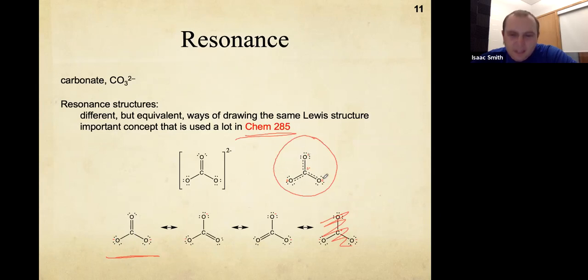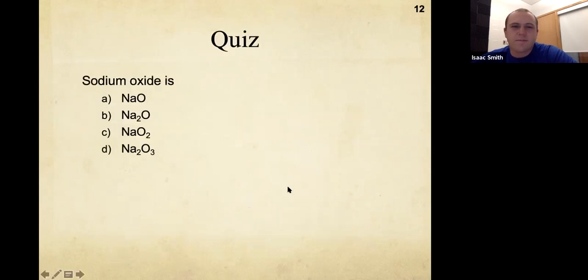These symbols mean partial negative. So you have these negative charges shared around all the oxygens.